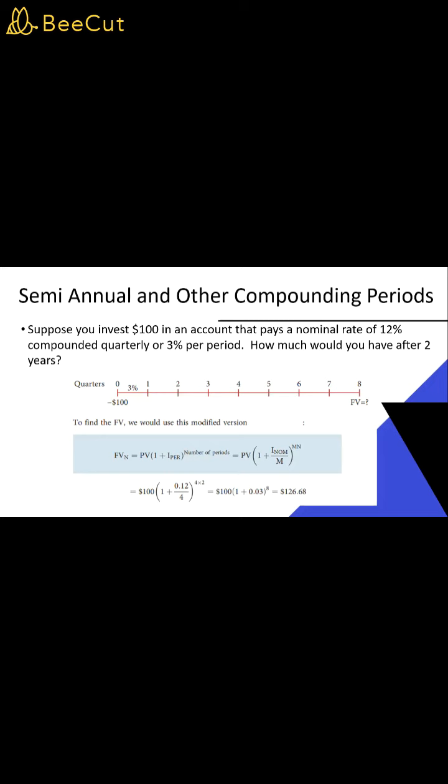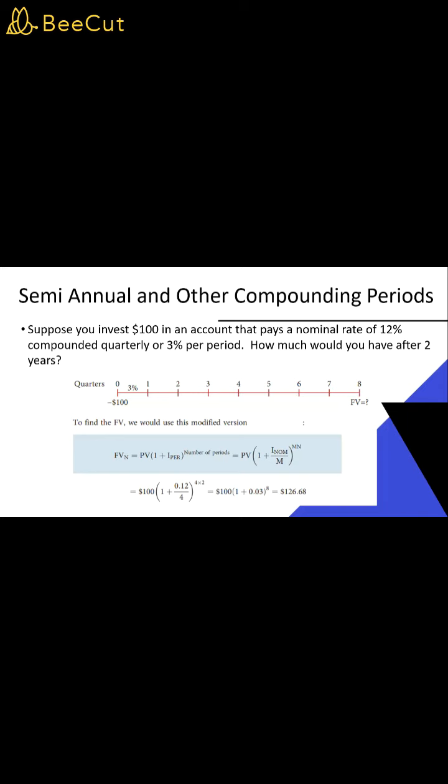And now if you have to calculate the future value, because that's what the question is asking you. You're investing $100 today. The interest rate is 3%. And the way you calculate 3% is you have 12%, and since it is being divided 4 times a year, you take 12% divided by 4, and that gives you 3%. So you know that your periodic interest rate is going to be 3%.